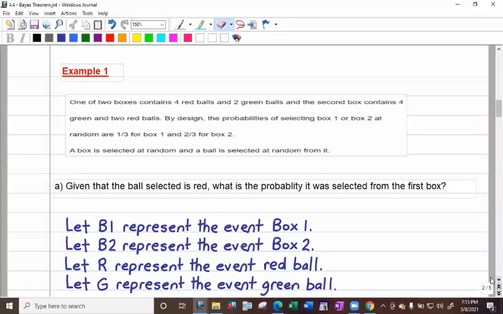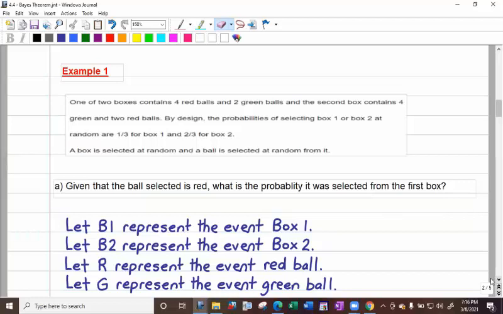By design, the probability of selecting box 1 or box 2 at random is 1/3 for box 1 and 2/3 for box 2. Don't worry about how those probabilities came about. You just have to go with them. Now, the probabilities for the red and green balls, we'll figure those out ourselves. I don't know why it's not equal for each one, but that's okay. Maybe there's 3 boxes there and 2 of them are box 2s or something. I don't want to get bogged down on that.